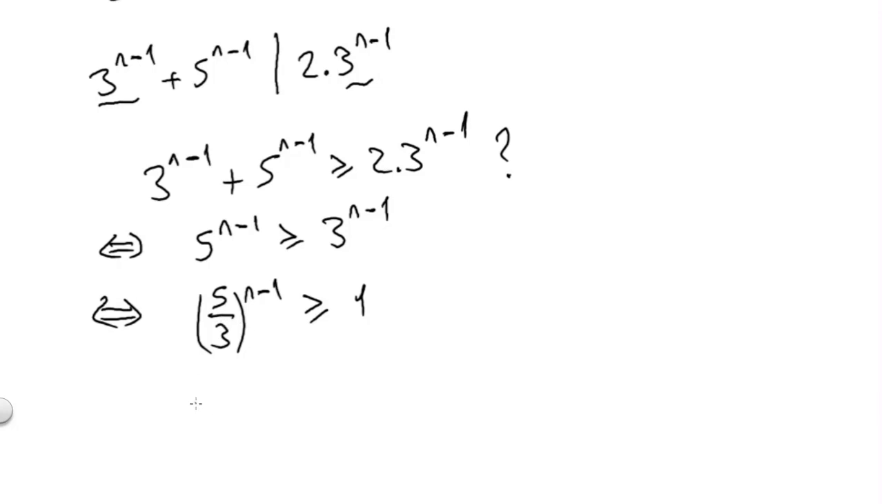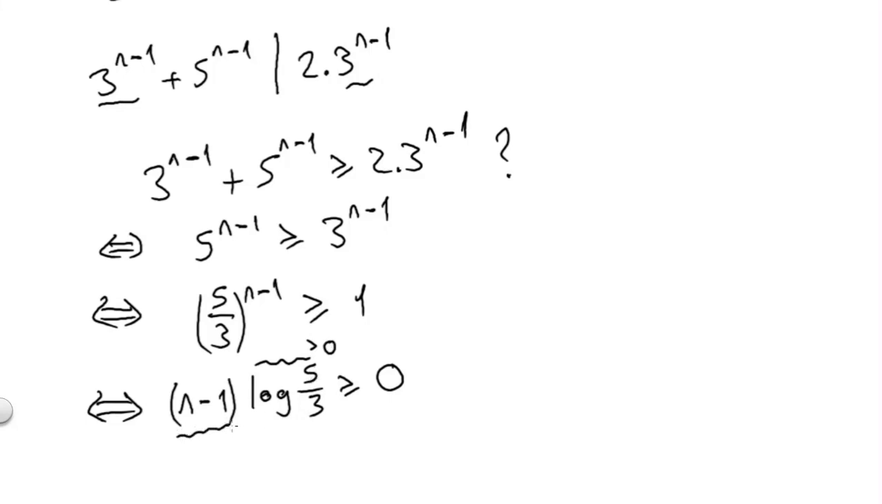If I take the log, and logarithm is an increasing function, so the inequality again won't change sign. So it will be (n-1) times log of 5/3 is greater or equal than log of 1, which is just 0. Well, 5 over 3 is bigger than 1, so log of 5/3 is bigger than 0. And therefore this thing is also bigger than or equal to 0, because we said n is greater or equal than 1. So therefore this thing is true.